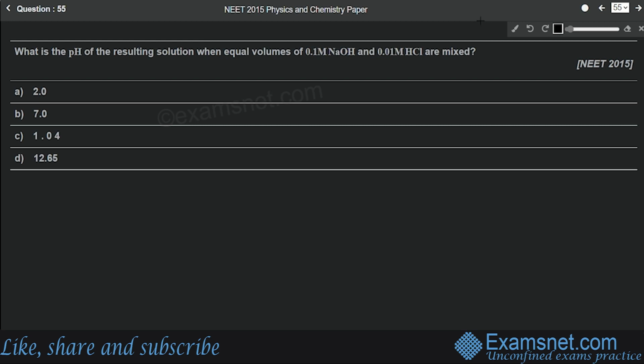Question number 55 says, what is the pH of the resulting solution when equal volumes of 0.1 molar NaOH and 0.01 molar HCl are mixed? So let's write down the reaction first. We have NaOH, that is a strong base, and we have HCl, that is a strong acid. So both will neutralize each other and they will give NaCl plus water as the product, right?